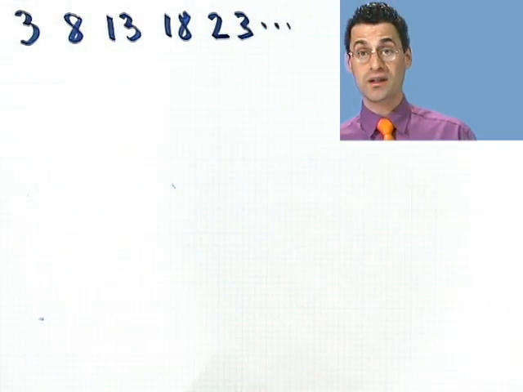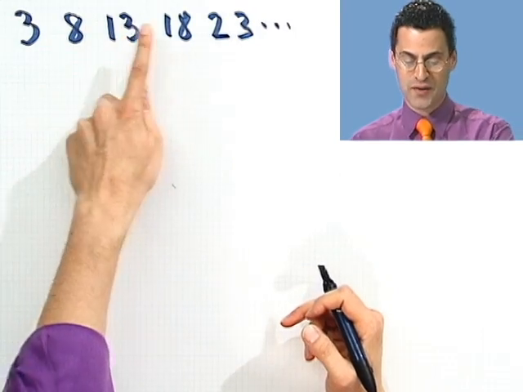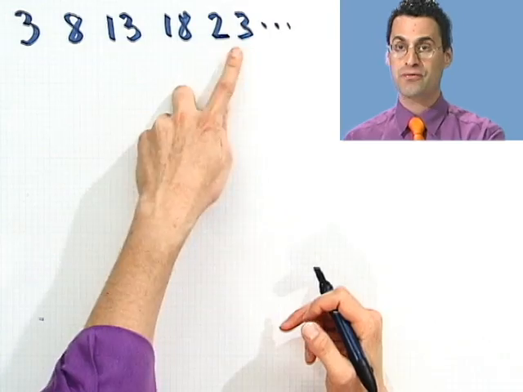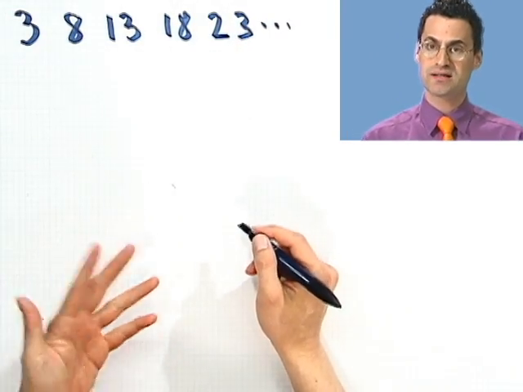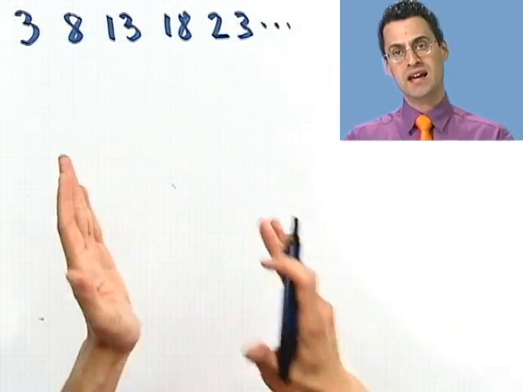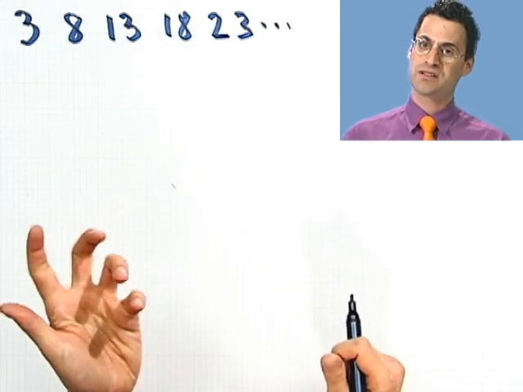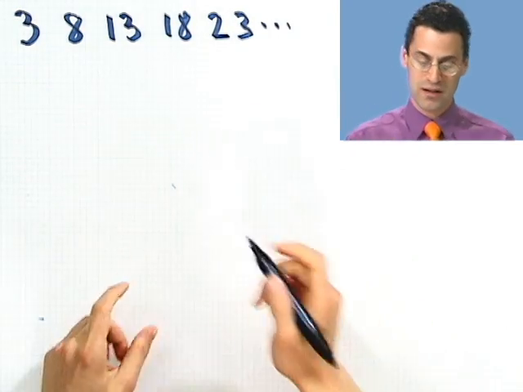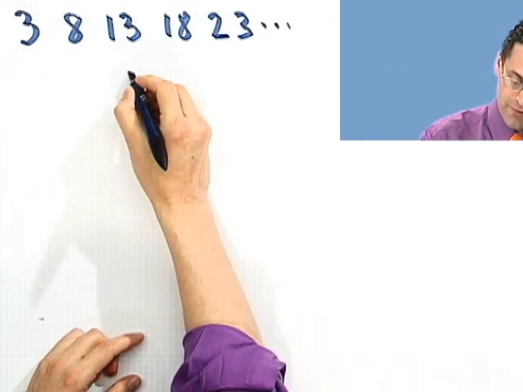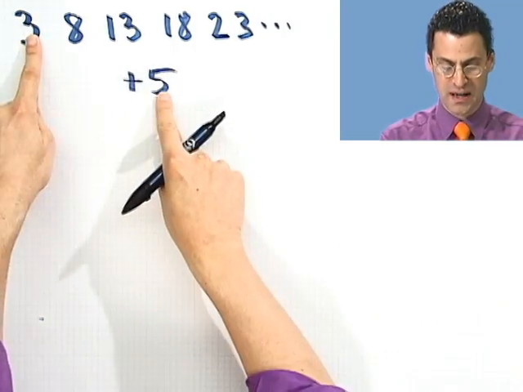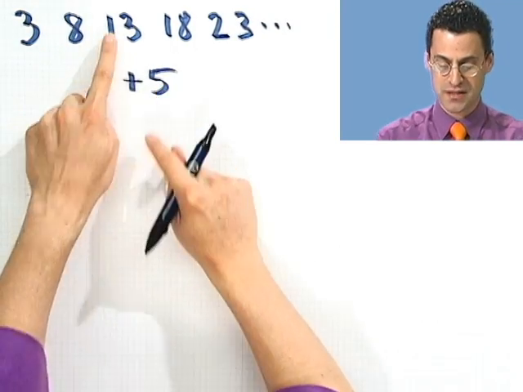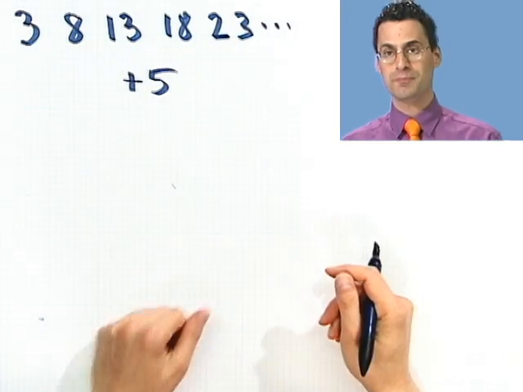What is the pattern? It seems like I need to know the previous one, and if I know the previous one, how do I get the next one? It seems like every time I just add 5. So an arithmetical sequence is just a sequence where to get the next term, you just take the previous term and add some fixed number. In this case, we just add 5, right? 3 plus 5 is 8. 8 plus 5 is 13. 13 plus 5 is 18, and so on.